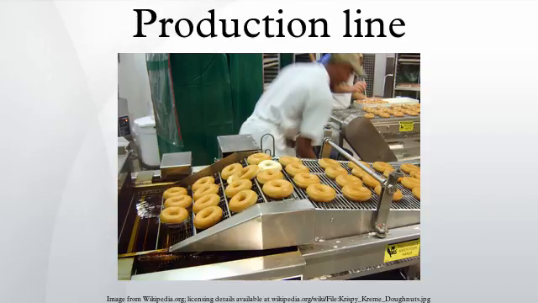The assembly line decreased the assembly time per vehicle. The production time for a single car dropped from over 12 hours to just 93 minutes.